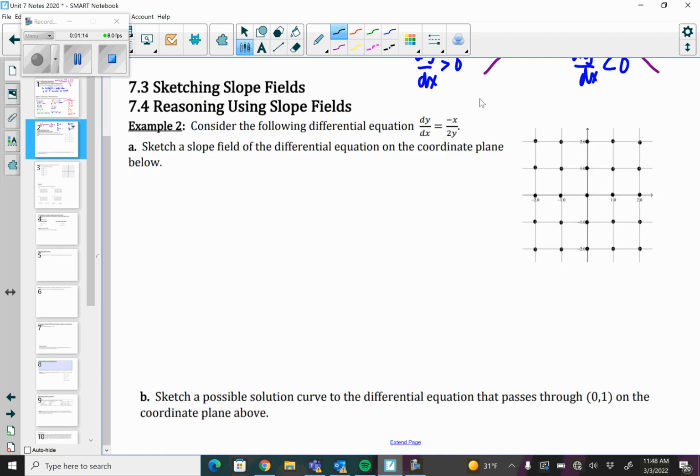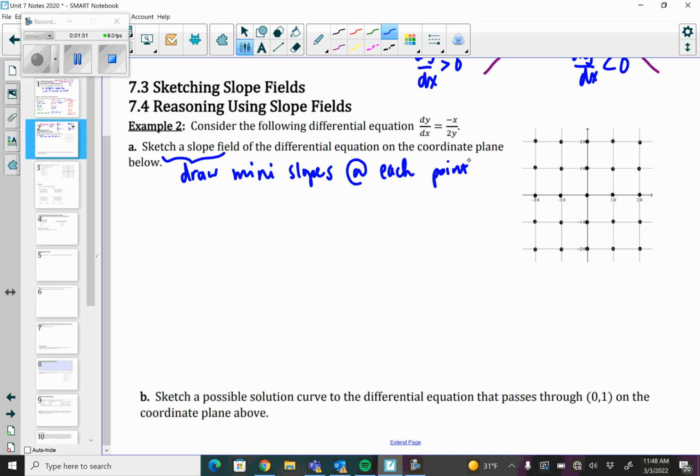It says, consider the following differential equation: dy/dx is equal to negative x over 2y. As we learned in the last video, a differential equation relates the derivative to x's and y's. Part A says to sketch a slope field of the differential equation on the coordinate plane below. What they're asking us to do is to draw a bunch of little slopes at each of these points here. Sketch a slope field means to draw mini slopes at each point.